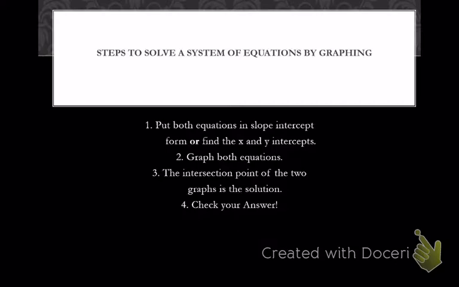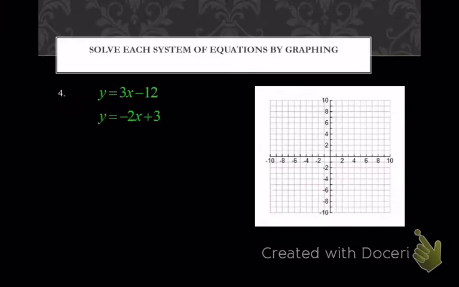Okay? So, for example, if I'm going to solve this system, then I'm going to get these two equations in slope-intercept form, which they already are, and then graph them. Before I graph them, I'll look at the slopes. The slopes are different, so they're definitely going to intersect, and so there's only going to be one solution. I'm only looking for one solution. So let's go graph them.